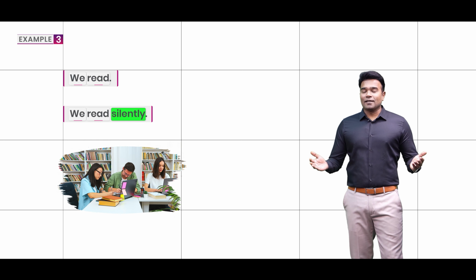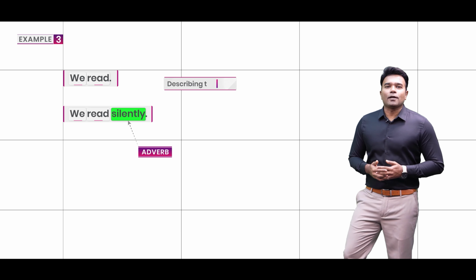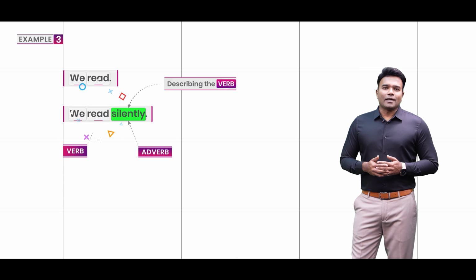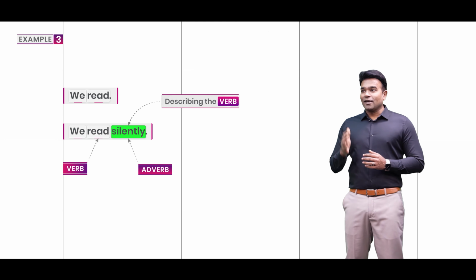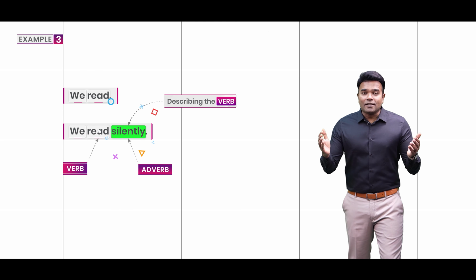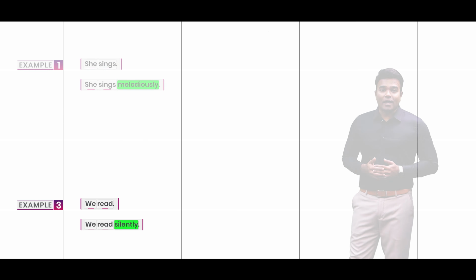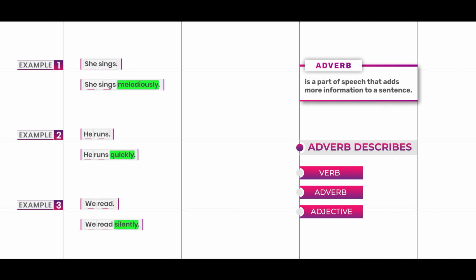Here, silently happens to be the adverb because it is providing us with additional information as to how they read. In other words, it is additionally describing the verb that they read silently, and hence silently happens to be the adverb. Now, if you look back at the definition of the adverb, I am pretty sure that you have now been able to understand that an adverb is a word in English that additionally describes the verb.